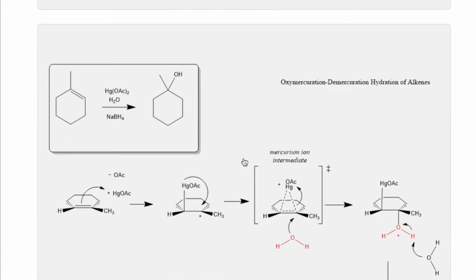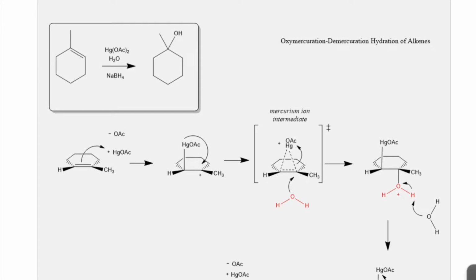Let's take a look at the reaction mechanism. To start the mechanism, mercuric acetate is attacked by the electron-rich alkene to form the first addition. This results in a new carbon-mercury bond that leaves behind a carbocation.